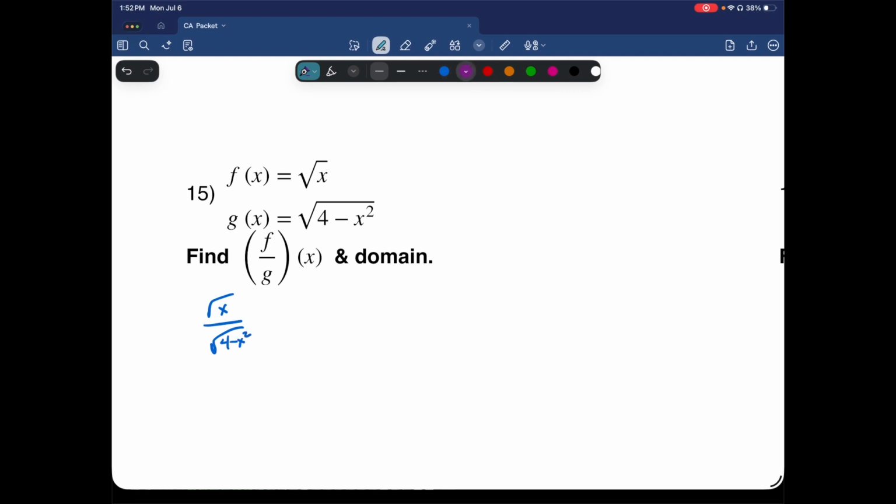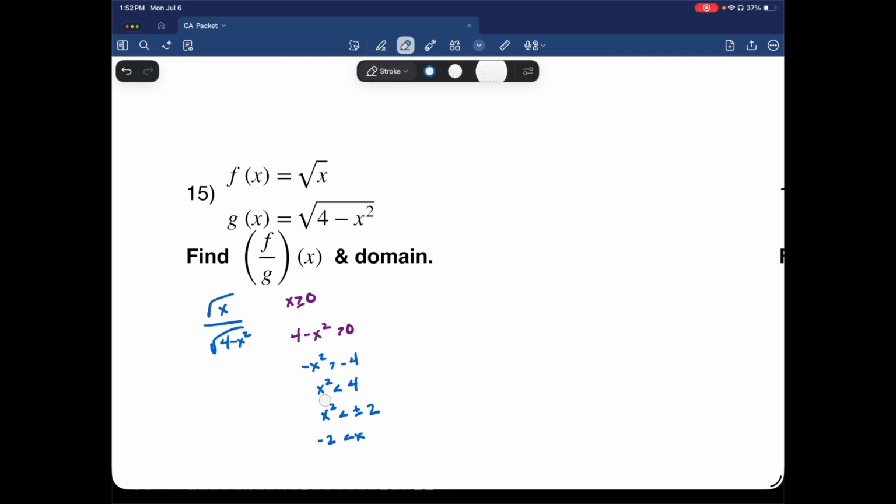I have a domain at the top, which is going to be x is greater than or equal to 0. But on the bottom, I got 4 minus x squared is greater than 0. It can't equal 0 because it's in the bottom. So I got negative x squared greater than negative 4. x squared is less than positive 4. Take the square root of both sides, you get x is less than plus or minus 2. So what that means is I can say negative 2 less than x less than 2.